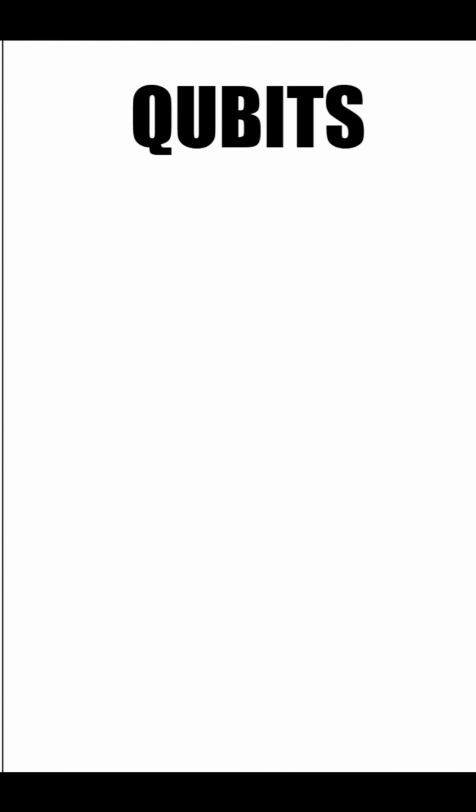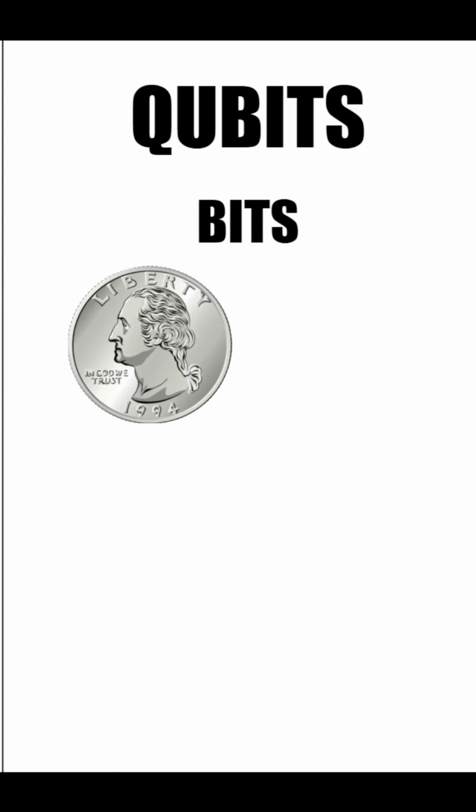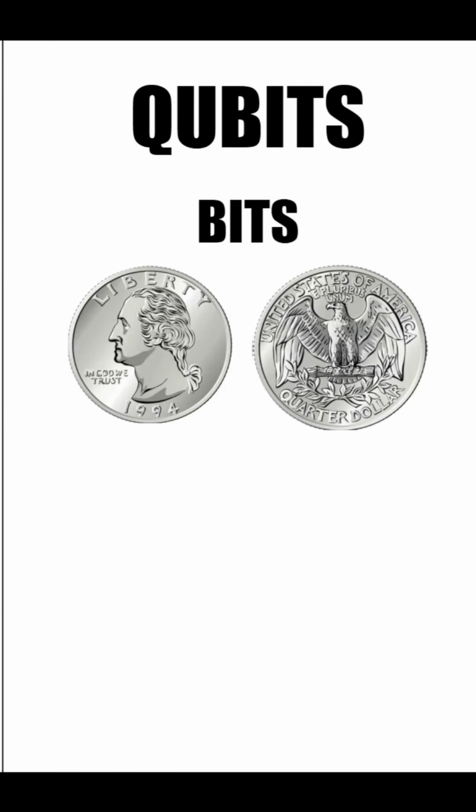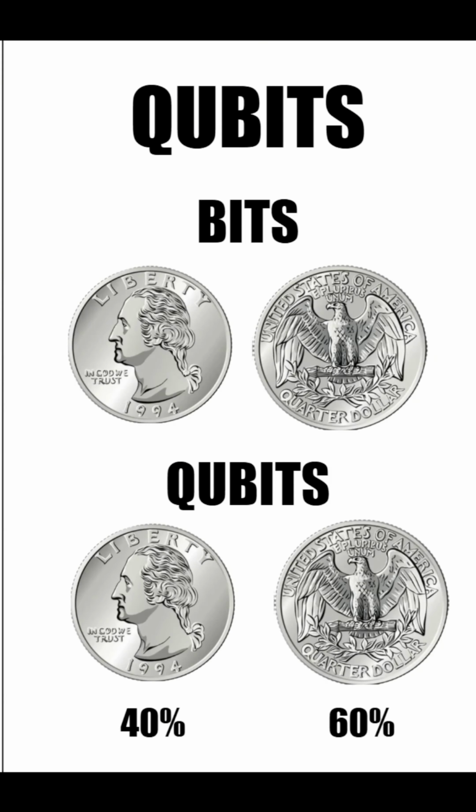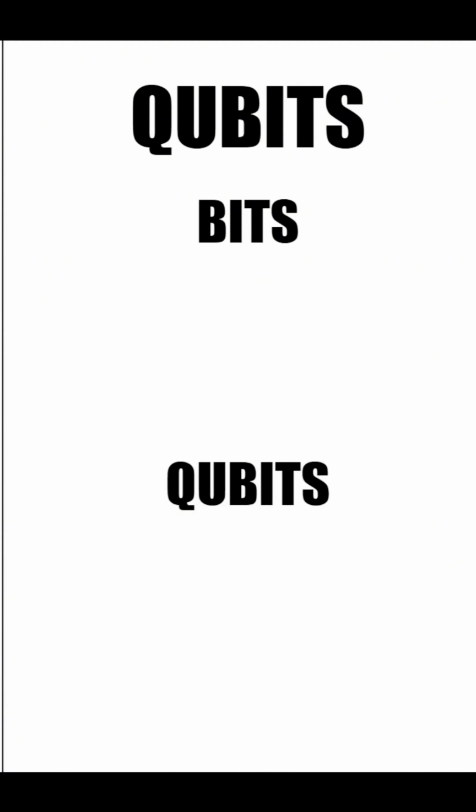But let's look at a few examples. Well, you can think of bits as a coin flip. It could either be heads or tails. However, qubits are a little bit different because a qubit could be a superposition of two states, meaning it could be 40% heads and 60% tails. But that doesn't make a lot of sense, so let's look at a better example.